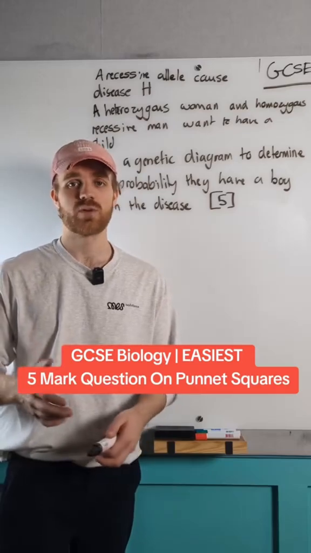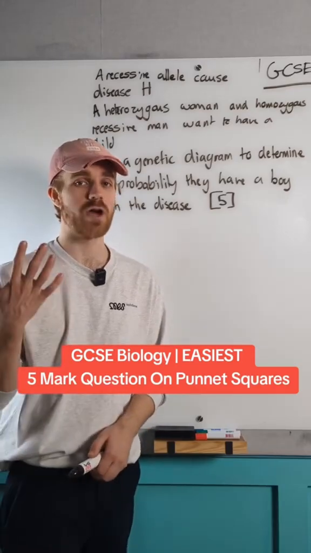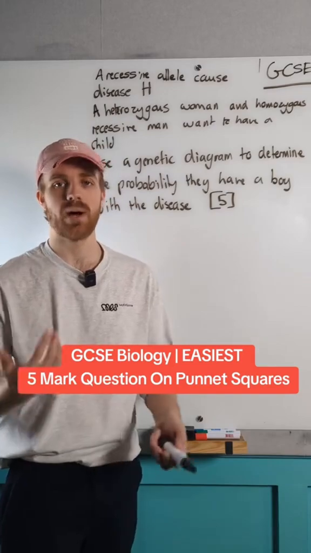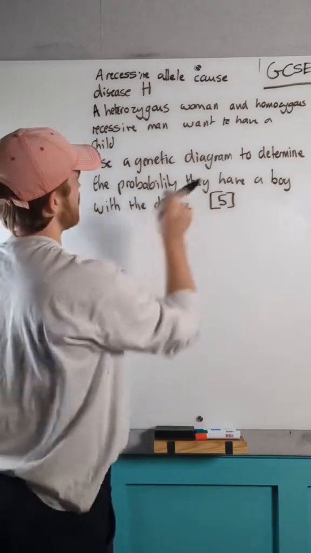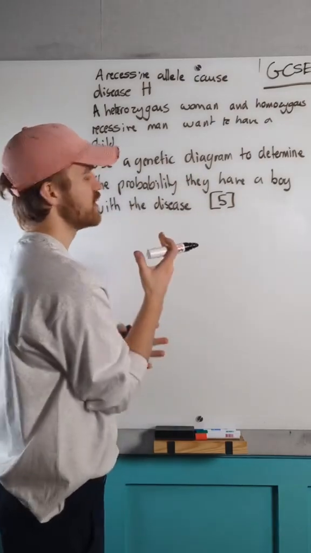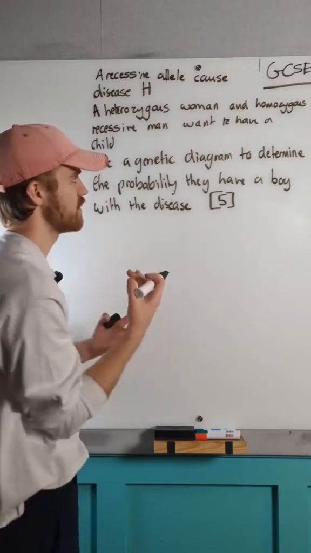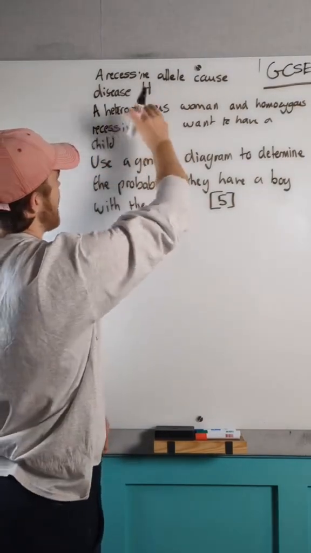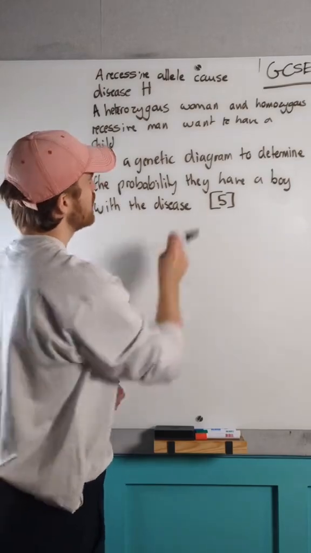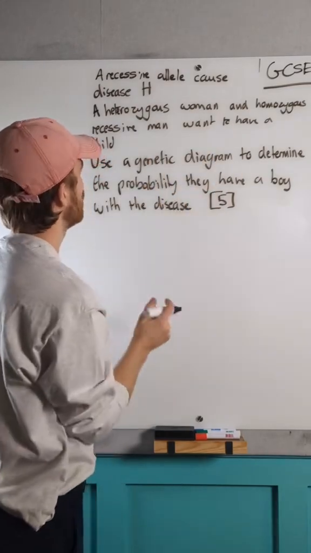Let's take a look at an exam question where you can get an easy 5 marks. This question is all about Punnett squares. What we need to do in this question is use a genetic diagram to determine the probability that these two parents have a boy with the disease. We are told that a recessive allele causes disease H. A heterozygous woman and a homozygous recessive man want to have a child.